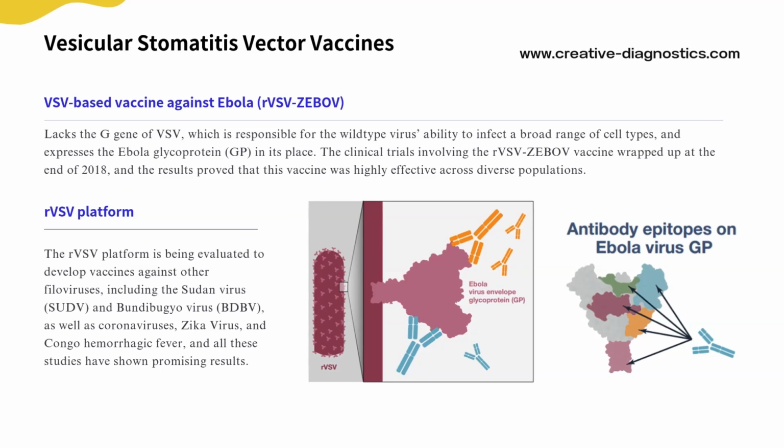The RVSV platform is currently being evaluated for vaccines targeting other filoviruses, including Sudan virus, SUDV, and Bundibugyo virus, BDBV, as well as coronaviruses, Zika virus and Crimean-Congo hemorrhagic fever, all showing encouraging results in preliminary research.